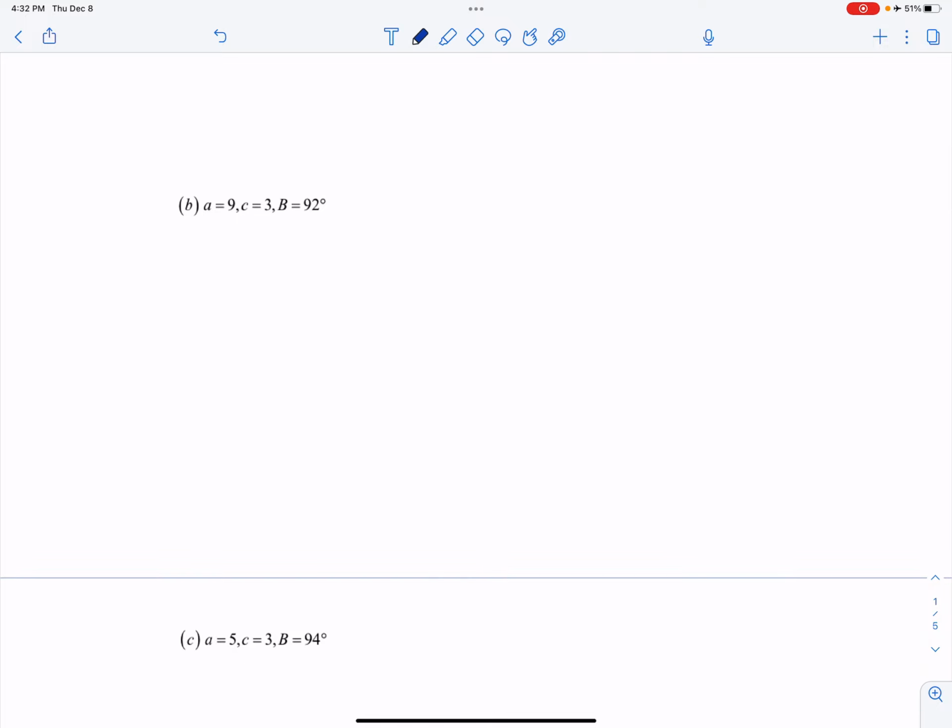Not so bad. Okay, again, our area formula is 1/2 A times C times sine of B in this case. So if we plug these things in, 1/2 times 9 times 3 times the sine of 92 degrees. Throwing that in our calculator, making sure it's in degree mode, 13.49 units squared.